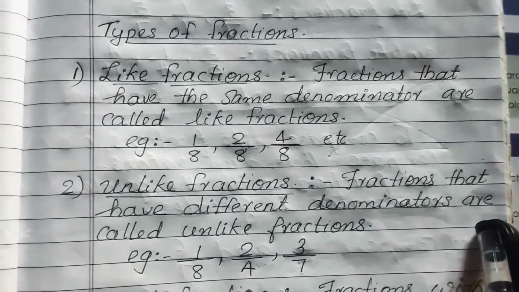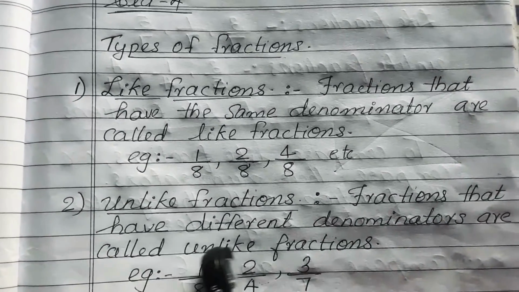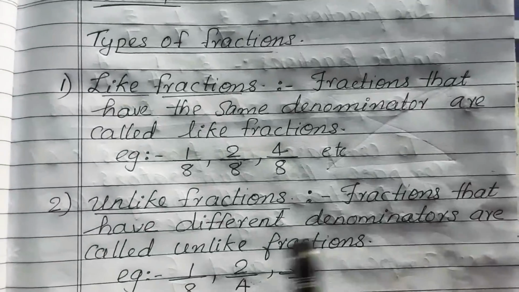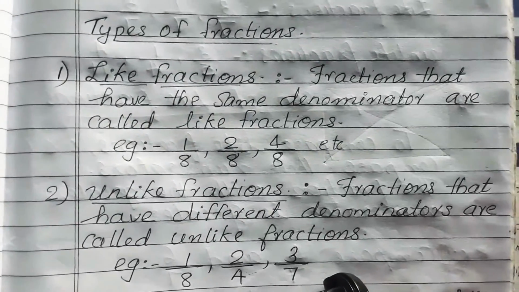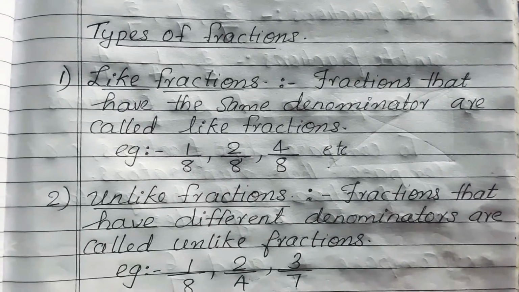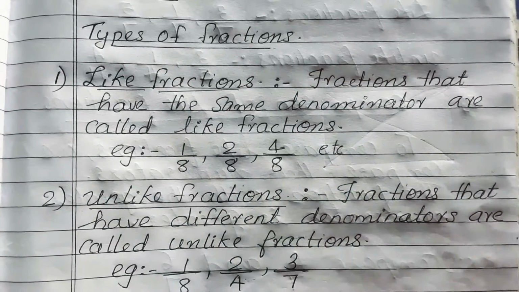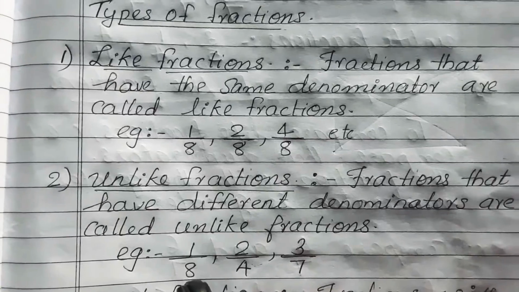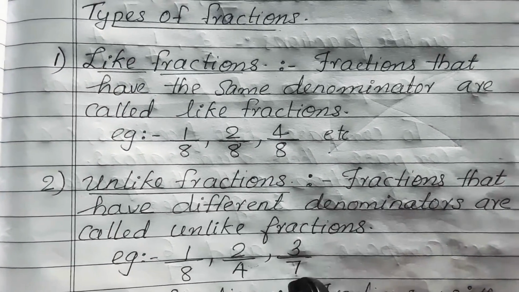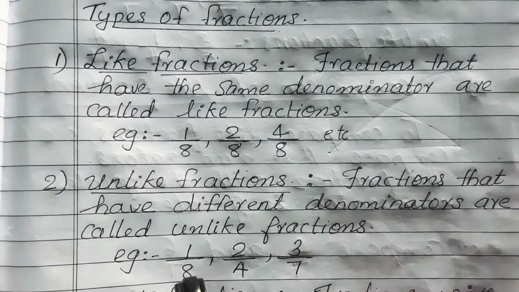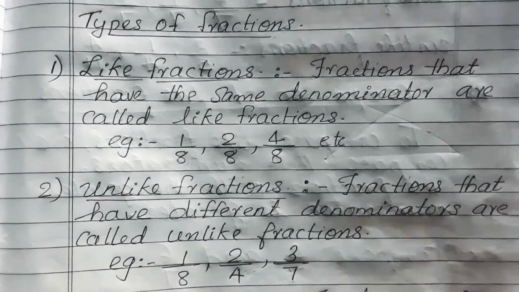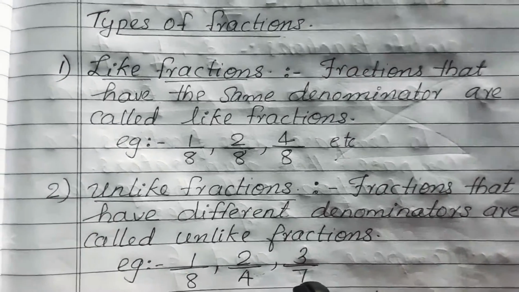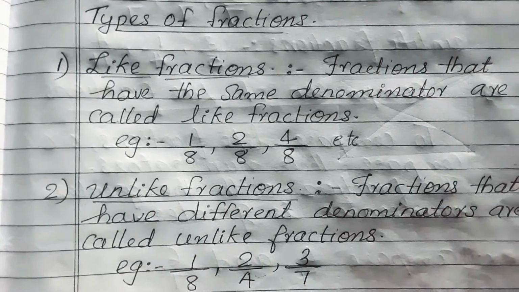Now unlike fractions. Fractions that have different denominators are called unlike fractions. Look here, 1 by 8, 2 by 4, 3 by 7. In these fractions the denominators are different. One is 8, one is 4, and one is 7. So these three are unlike fractions.